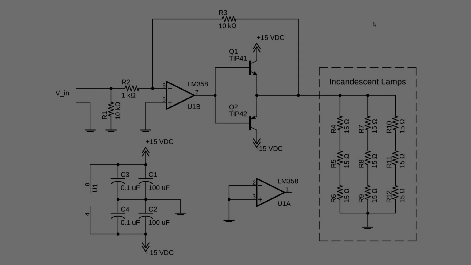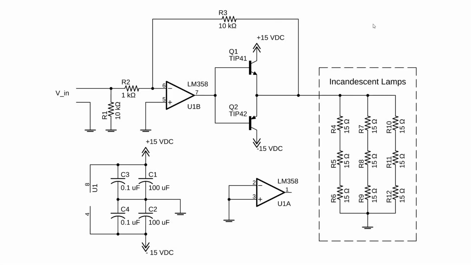This is the schematic for the circuit we will evaluate. You'll notice that we have an LM358 op amp. That's a dual op amp. You can see we're using part B here. Part A is unused. We grounded the two input pins so that it doesn't do anything. And here are the power pins for that IC. So pin 4 goes to the negative 15 and pin 8 goes to the positive 15.